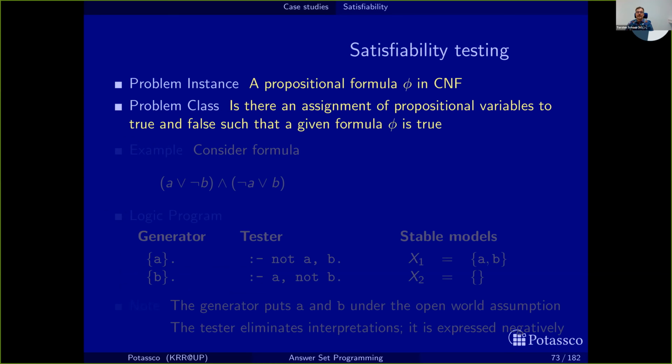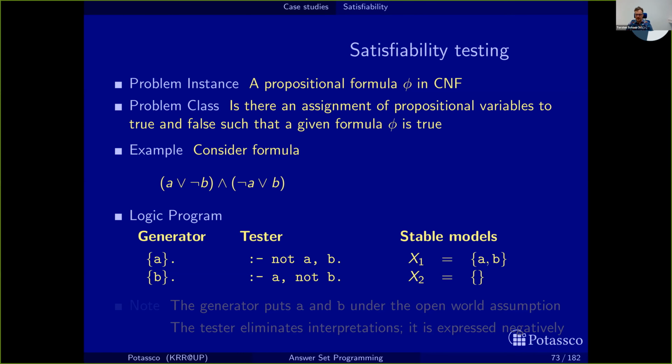Okay. Satisfiability, again, you all know the satisfiability problem. And again, here we will do this more or less in CNF. So we have a propositional formula in CNF, and we want to check whether there is a model for it, right? So this is our formula here, already in CNF. So we have a conjunction of clauses. And now if we map this into ASP, first we have to write the generator. And again, by adding these two choices here, what we logically do is add A or not A, and B or not B. Right? This is what we do logically.